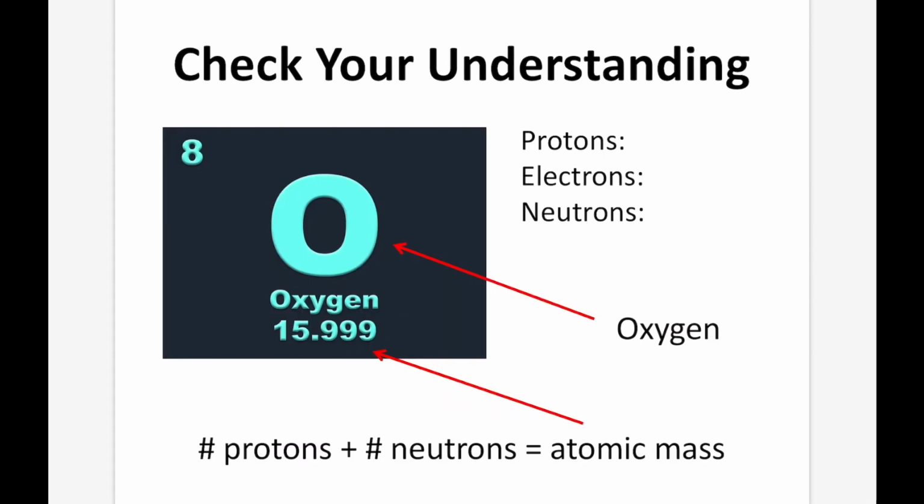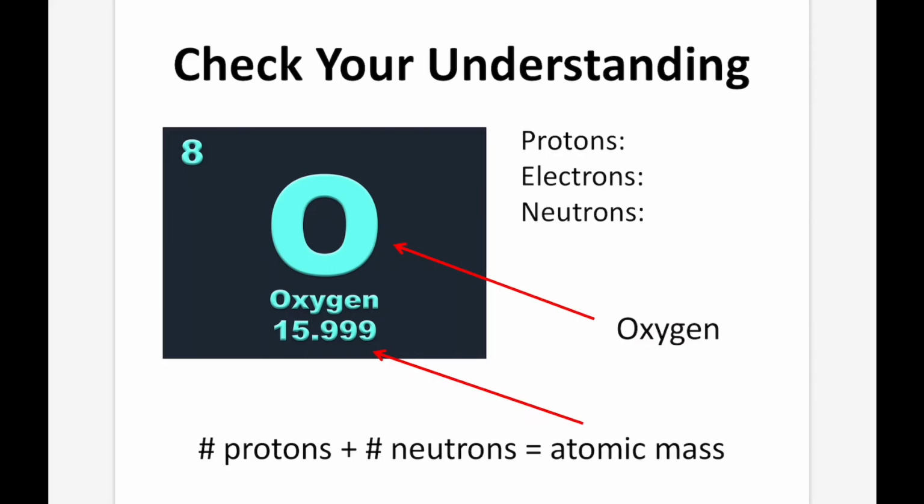Check your understanding. So pause the video and figure out the number of protons, electrons, and neutrons for oxygen. Well, we know the number of protons can equal the atomic number, so that's going to be 8. We can see the atomic number right there. The number of electrons is going to equal the number of protons in this neutral atom, so we're going to say 8. And then the number of neutrons is going to equal the mass minus the number of protons, and that's going to be 16, rounded up from 15.99, minus 8, and that equals 8.